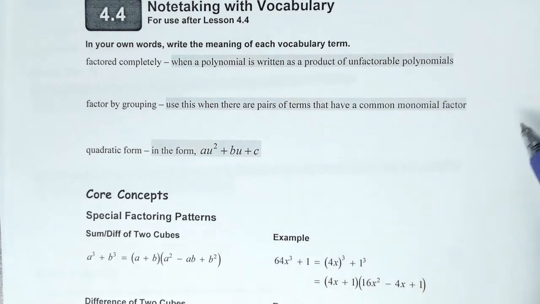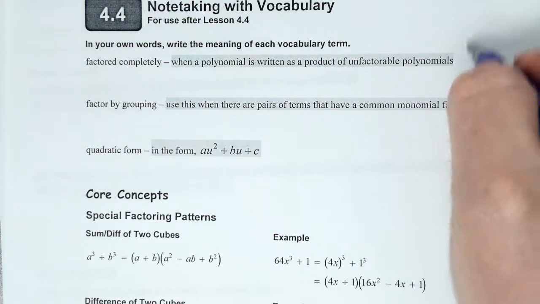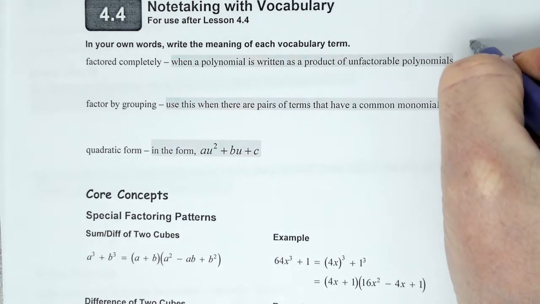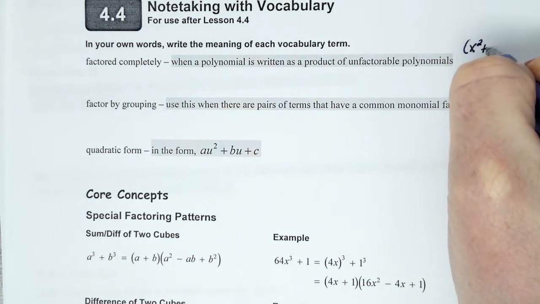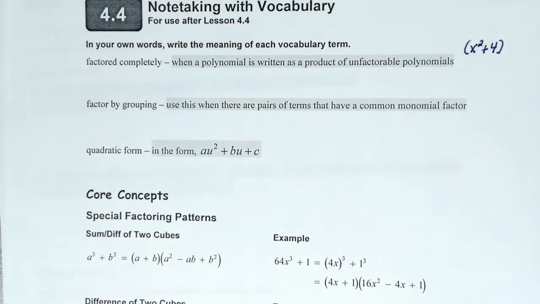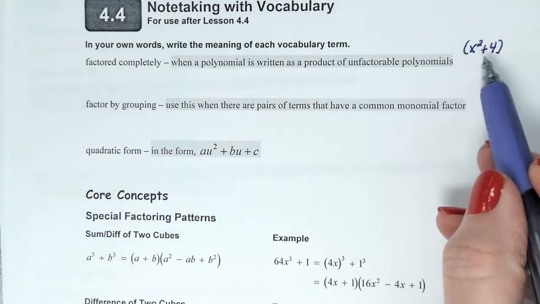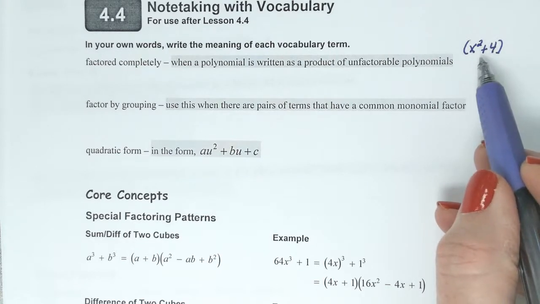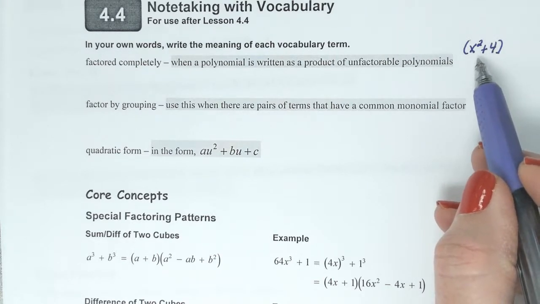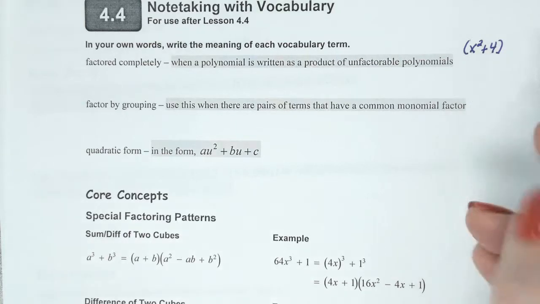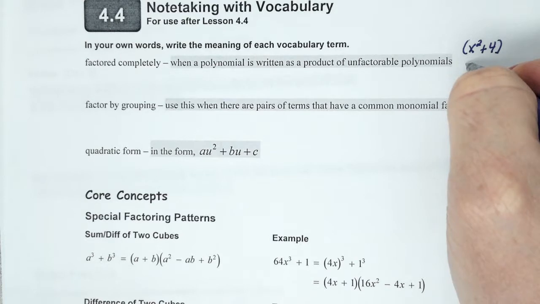Some common factors that we might see that are unfactorable would be x squared plus 4. A lot of times people think, well, isn't that factorable? No, it's the sum of two squares. It's the addition of two squares. This cannot be factored further. But if it had been x squared minus 4, that's the difference of two squares. X squared minus 4 goes down to x plus 2, x minus 2.